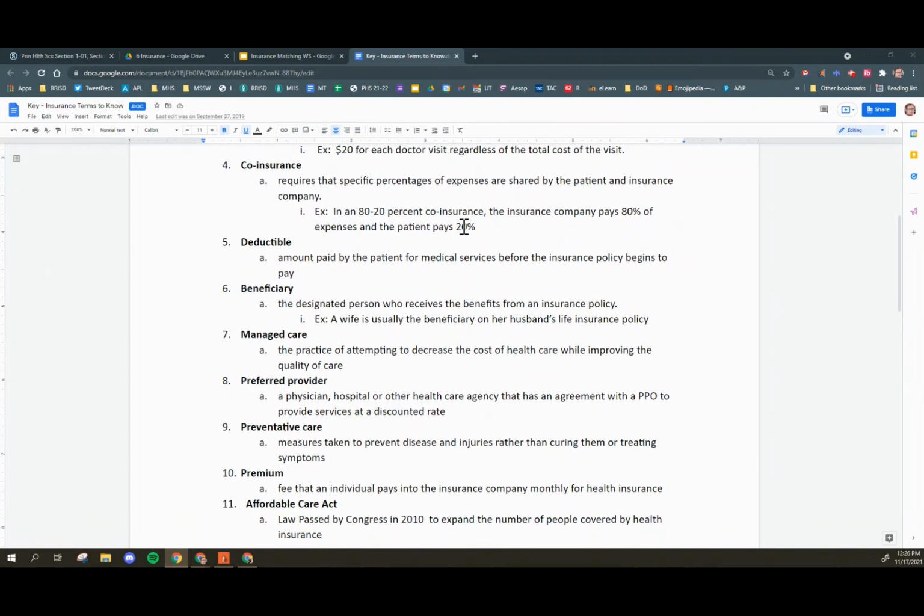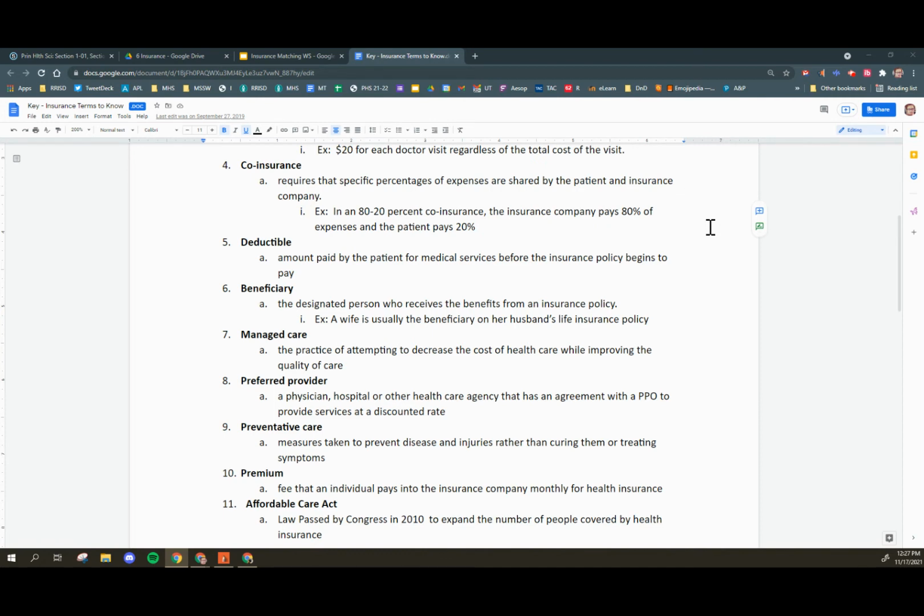Coinsurance. This requires that a specific percentage of expenses are shared between the patient and the insurance company. Example, in an 80-20% coinsurance, the insurance company pays 80% of the expenses and the patient pays 20%.